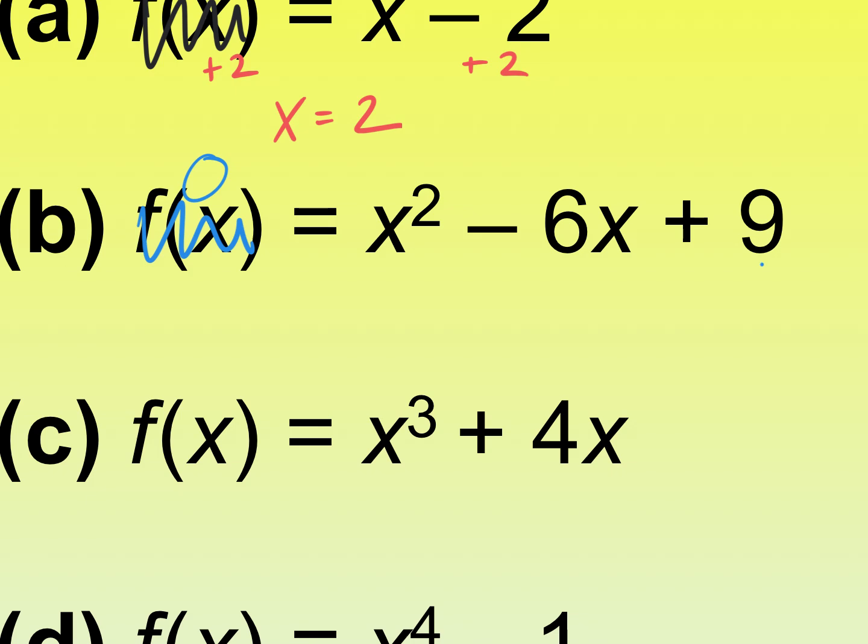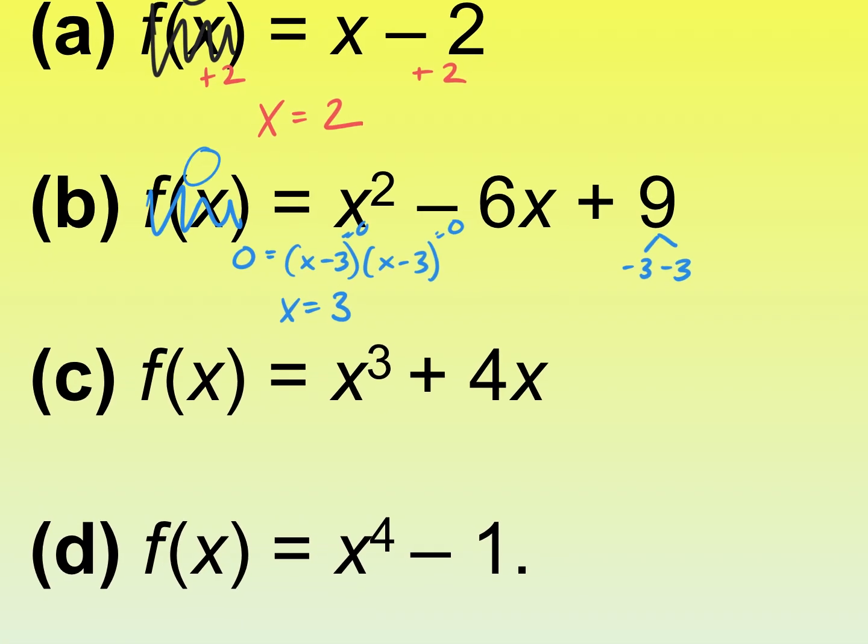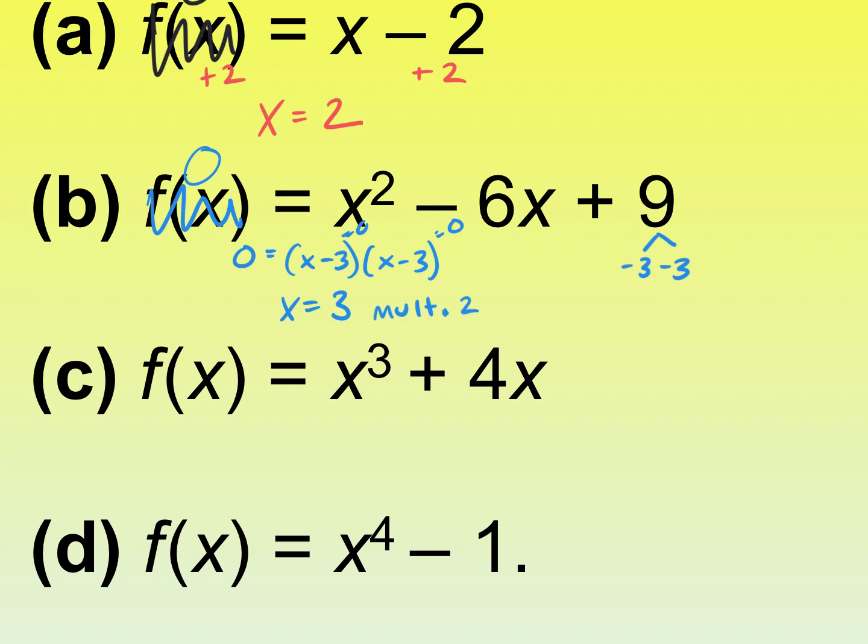Here we have to factor. What are 2 factors of 9 that add to -6? -3 and -3. So we've got x minus 3 and x minus 3 equals 0. Set them both equal to 0, so what does x equal? +3. So x equals +3. We actually have 2 x equals +3, so if we graph this, we'd have multiplicity. What would our multiplicity be? We'd have multiplicity of 2.